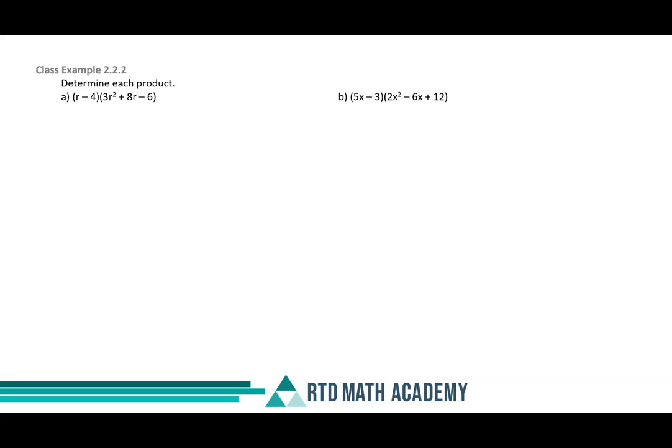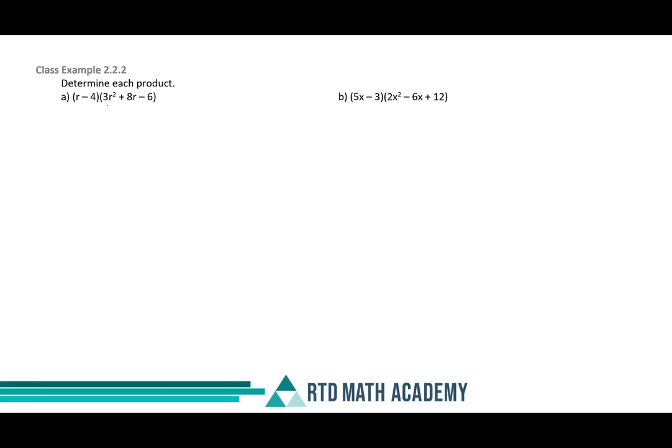Class example 2.2.2, determine each product. This time we're going to take a binomial, which is a two-term set of brackets, r minus 4, multiplied by a trinomial, which is going to give me that 3r squared plus 8r minus 6. I'm going to do the distributive property one more time. I'm going to flip it though this time because there's 3 terms in the second set of brackets and only 2 in the first. And the second one I'm going to use that claw again.